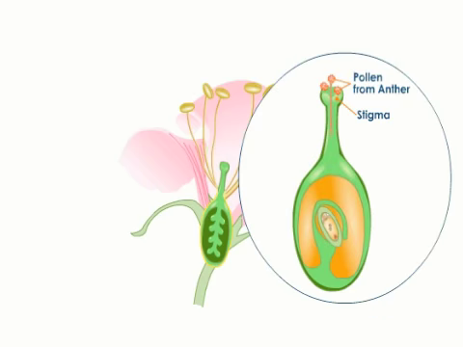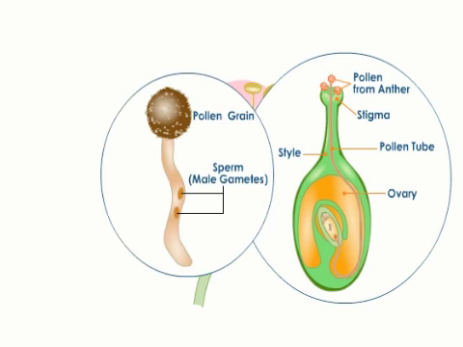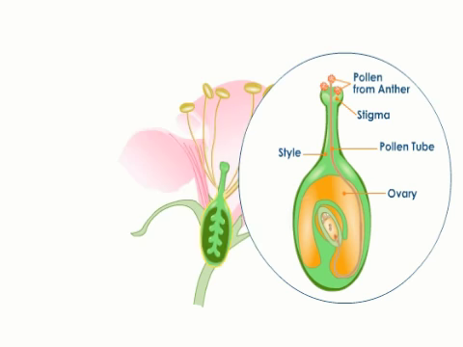Pollen trapped by the stigma germinates to produce a long tube which travels down the style and enters the ovary. The pollen tube contains the male gamete. The male gamete fuses with the female gamete in the ovule. This process of fusion is called fertilization.